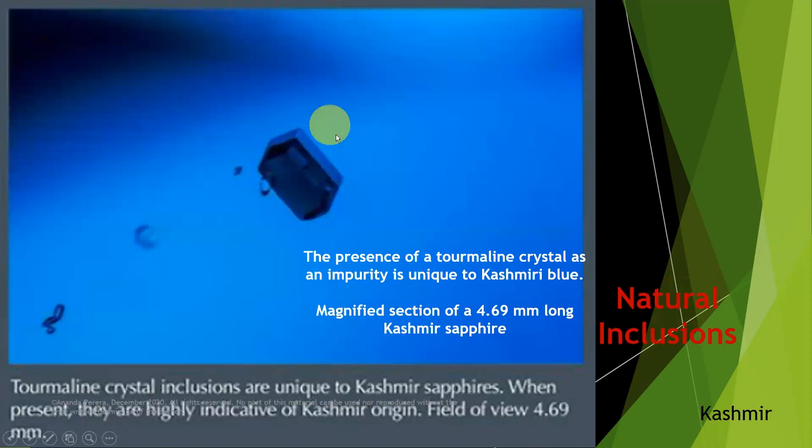Here is very nice. This is a tourmaline. When we discuss tourmaline in future lessons, you can understand this crystal shape. This is the crystal shape of tourmaline. Inside the sapphire, a tourmaline crystal is there. The presence of tourmaline crystal as an impurity is unique to Kashmir blue. Inside the Kashmir blues, it is a unique thing. Magnified section of 4.6 millimeter. So with this, we can tell the origin of this stone is Kashmir.